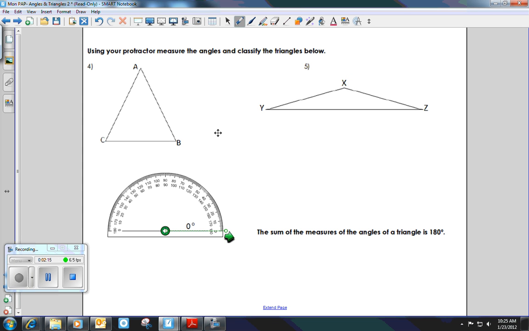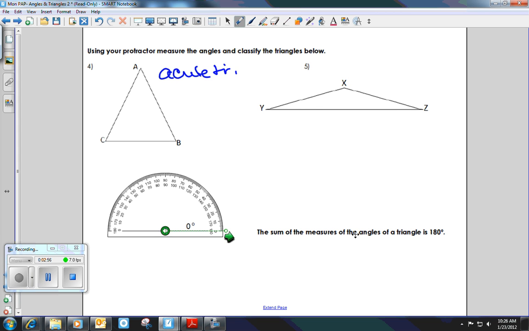Using your protractor to classify these triangles, you would measure the sides and the angles. Okay. Number 4 is all acute. So this is an acute triangle. And then you would measure your sides with your protractor to find out if any of the side lengths match. So then you would know if it's scalene, isosceles, or equilateral. So go ahead and do number 4 and number 5. This obviously has one obtuse angle, so it's going to be an obtuse triangle. And then you'll have to measure your sides to see if they match at all.